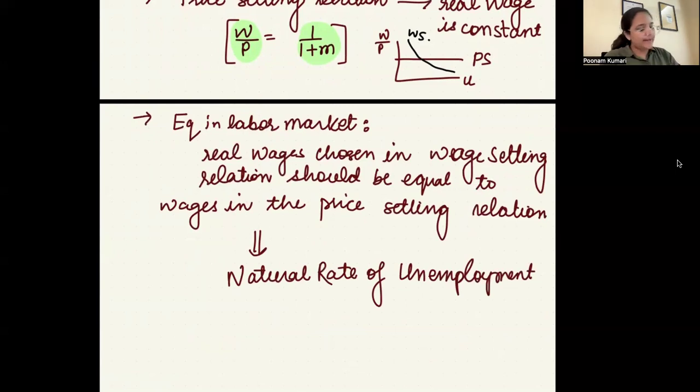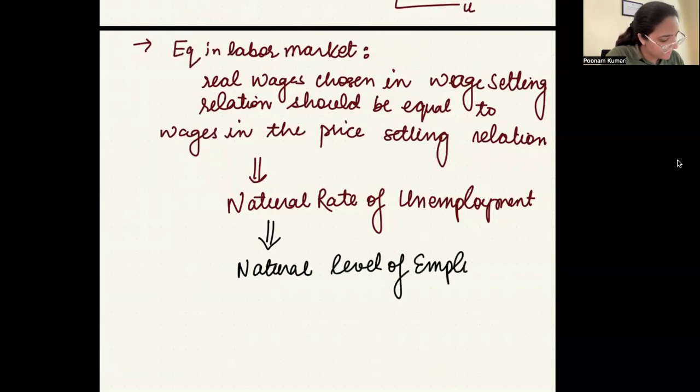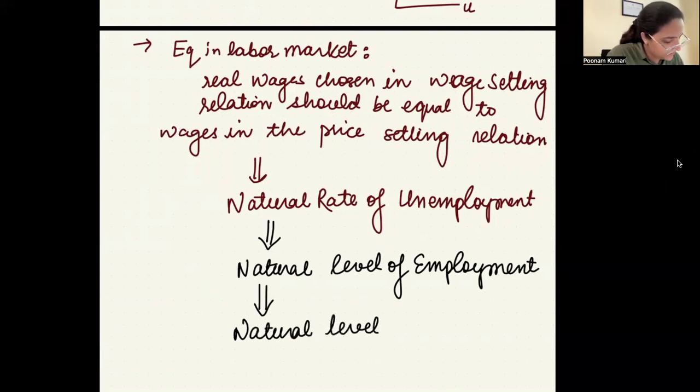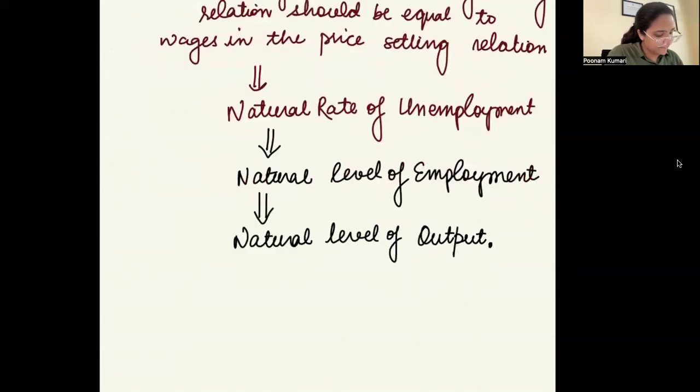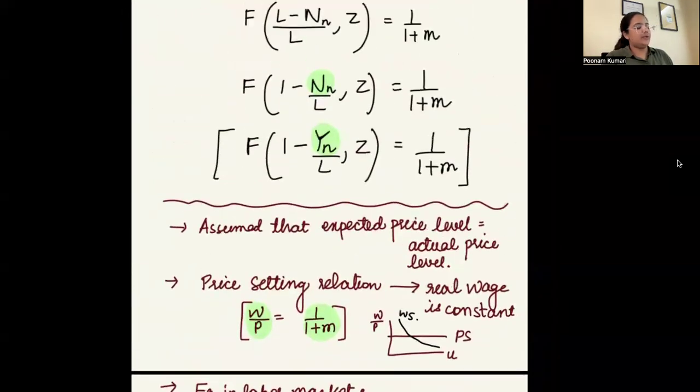Yes, ma'am. And associated with this natural rate of unemployment was something called the natural level of employment. And associated with this level of employment, there was something called the natural level of output. Right? Yes, ma'am. So this is our entire story.